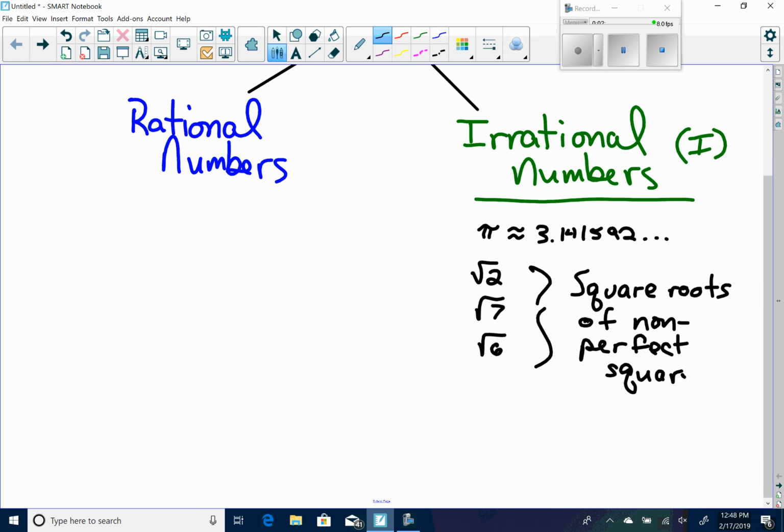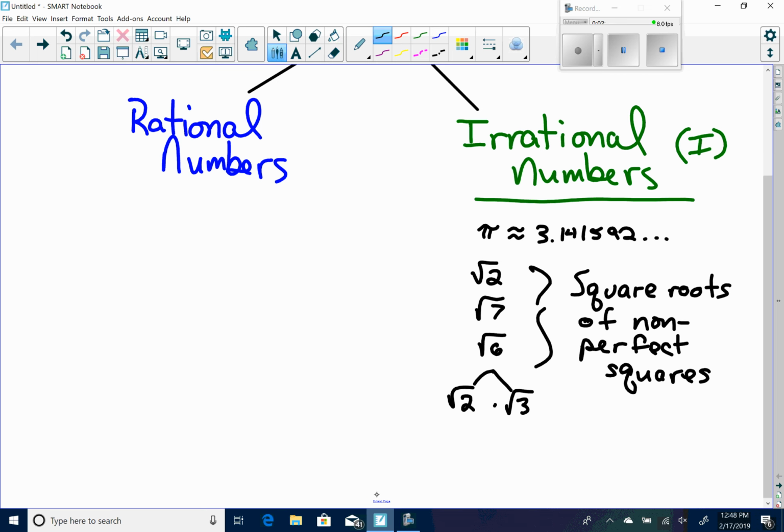The reason I say this is because every number here, well, 2's prime, 7's prime, radical 6 or square root of 6 could be simplified into the product of two prime numbers underneath the radical. So it's pretty much the square root of any prime number, or that which could be factored into prime numbers. So all of these are going to be irrational numbers.